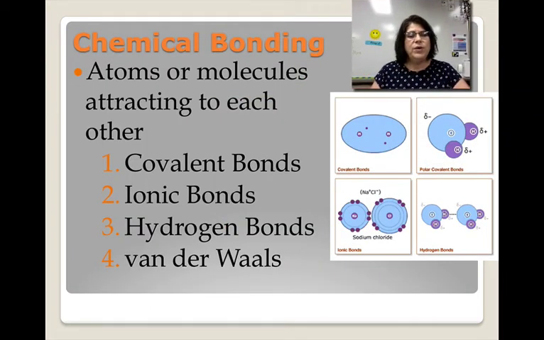There are four different main types of bonds that we are going to address. Bonds are atoms or molecules that are attracting to each other. Atoms don't just generally sit around alone. They are participating in bonding and breaking of bonds. So we're going to talk about covalent bonds, ionic bonds, hydrogen bonds, and something called a van der Waals attraction. And you can see the pictures there.